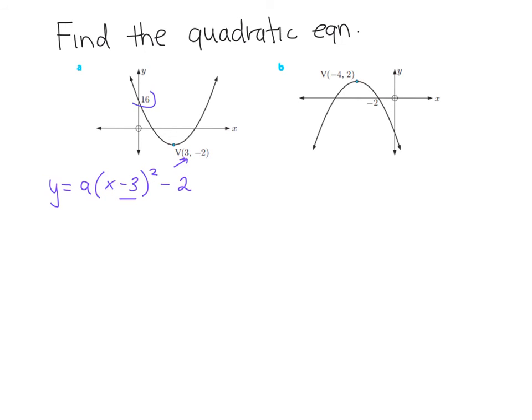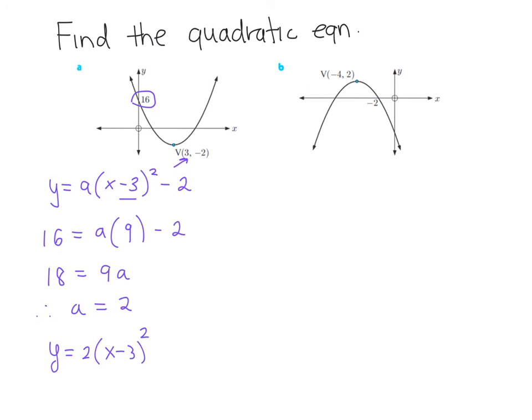Then we know the y-intercept is equal to 16, so when x is equal to 0, y is equal to 16. 16 is equal to a times (0 - 3), that's -3 squared, so that's 9, minus 2. Adding 2 on both sides, we have 18 is equal to 9a. Therefore, a must be 2. Rewriting this equation, we have y is equal to 2 times (x - 3) squared minus 2.